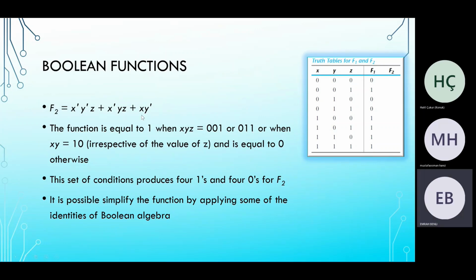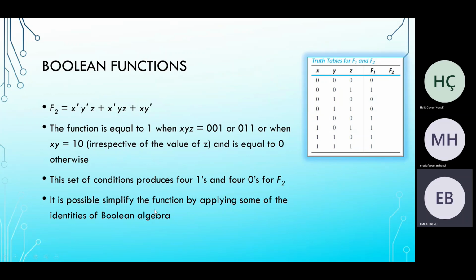Or we want 1 here. How is it possible? X has to be 1 or y prime has to be 1. If y prime is 1, that means y is 0. So we are looking for 1, 0. So in this case, we will have 1 regardless. Otherwise it will be 0. And this set of conditions produces 4 ones and 4 zeros for f2. And we will see it in the table now.